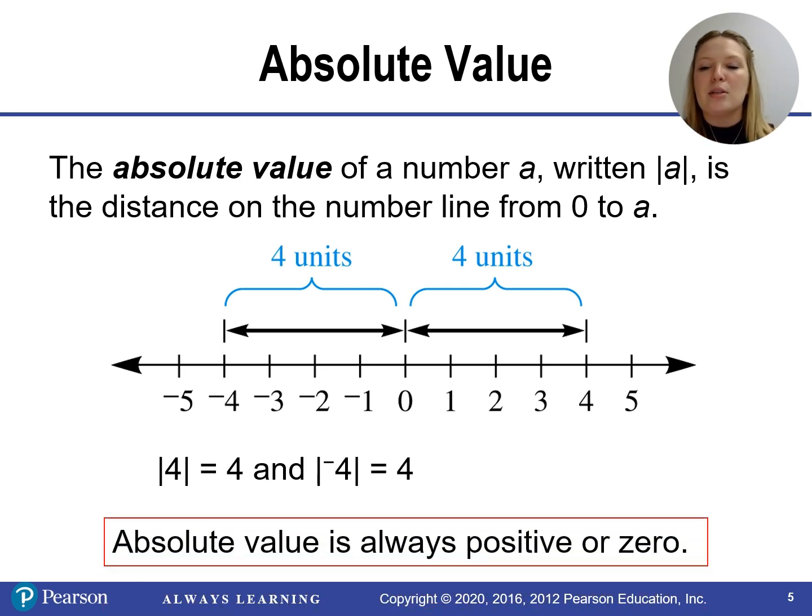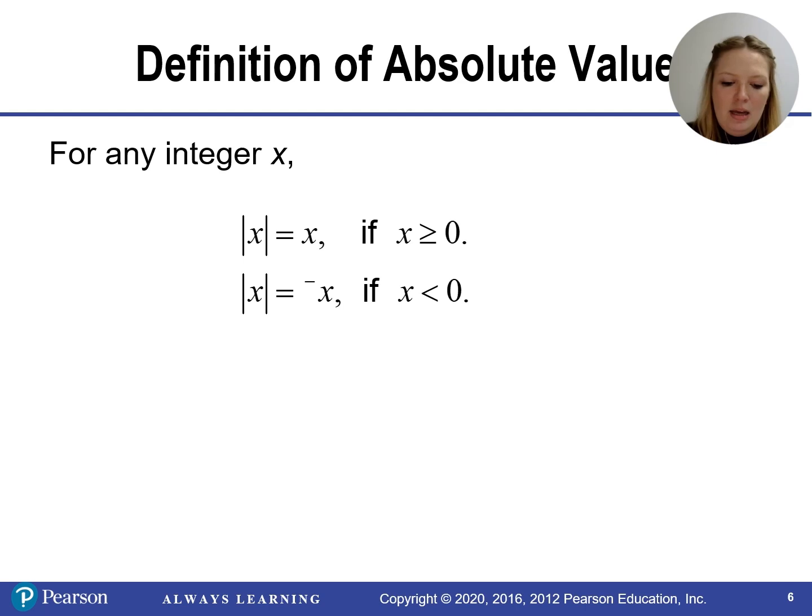The absolute value is always positive or 0. And the only time we're going to have 0 as an absolute value is when we're taking the absolute value of 0. So we can define absolute value as the absolute value of x is just the number itself if x was positive or 0. But the absolute value of x is the negation of x if x was less than 0. So if x is negative, then we find the opposite of that negative value.